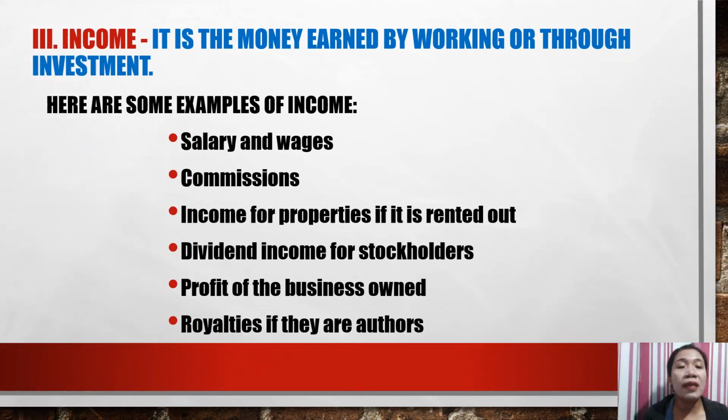Okay, let's move on to income. Income is the money earned by working or through investment. So here are some examples of income. We have salary and wages. We have commissions. We have income from properties if it is rented out. Dividend income for stockholders. Profit of the business owned. And royalties if they are authors. So these are examples of income.